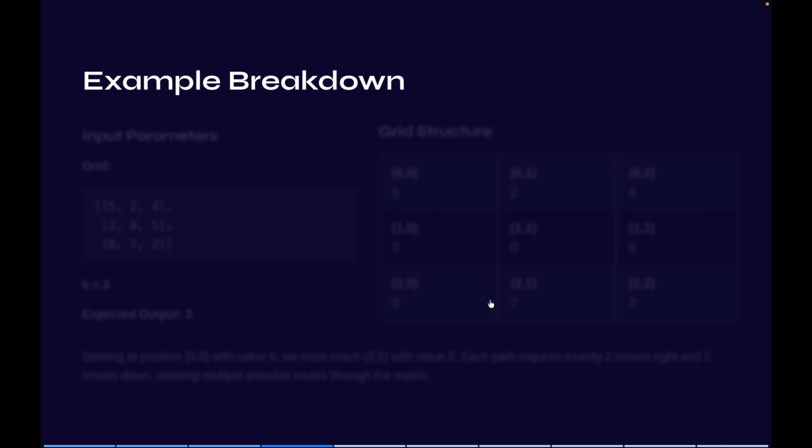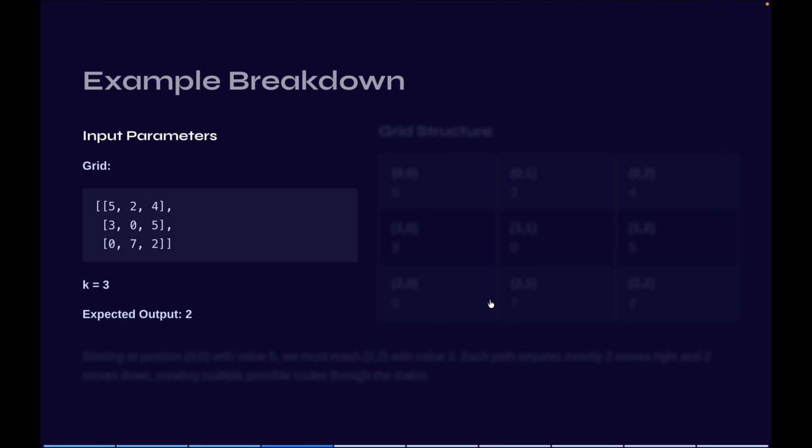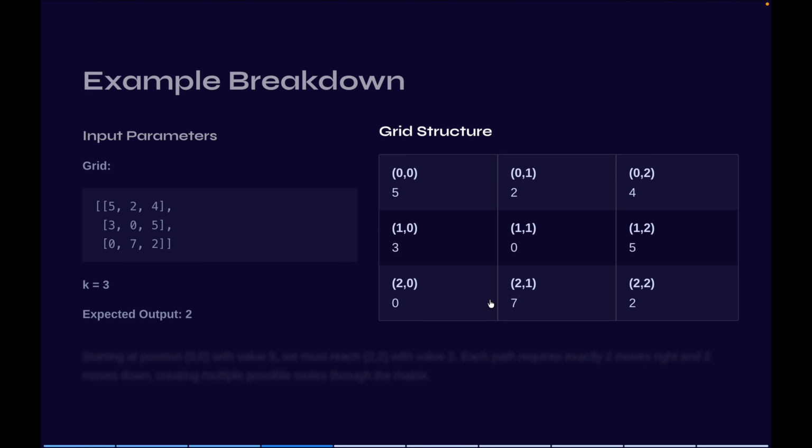Okay, so if you break down the problem, you will see that we have been given the input, the grid and k, two things we have been given. So what is the expected output? 2. So the grid will look like this one.